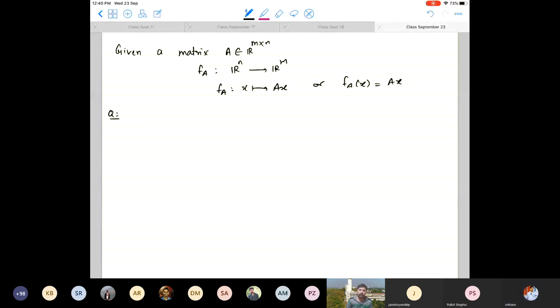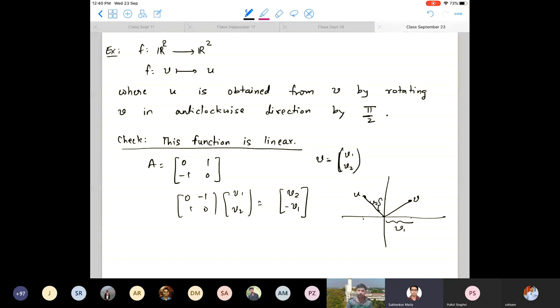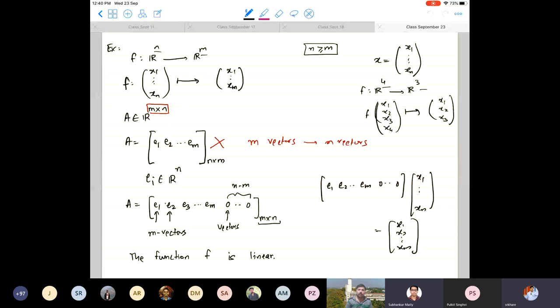Sir, I have one question. Yes. Sir, in the previous slide, can we conclude that if there is a matrix whose column vectors are linearly independent, then this function will be a linear function? Look at this example. The columns of the matrix are e1, e2, e3, up to em, and then 0, 0, 0. So are the columns linearly independent? No. But it still gives you a linear transformation, no? Yes.